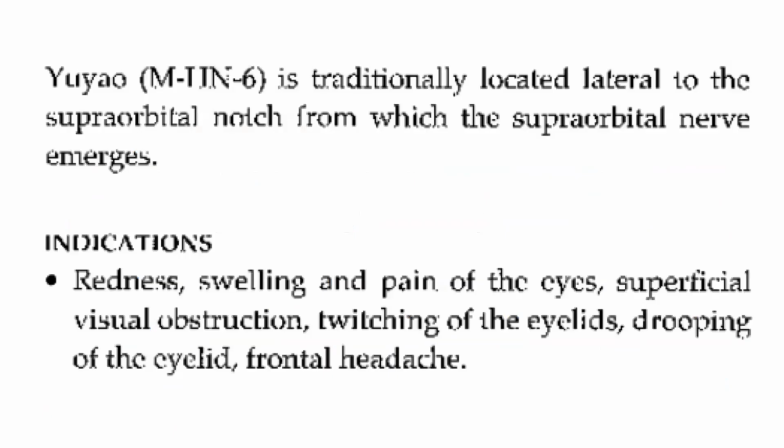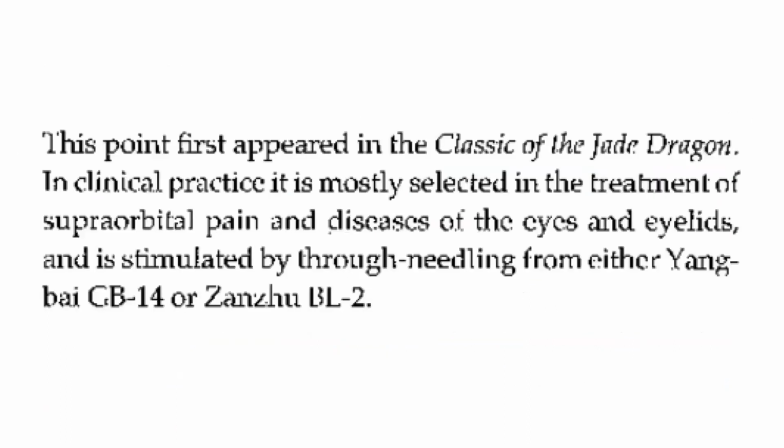Yuyao is traditionally located lateral to the supraorbital notch from which the supraorbital nerve emerges. Indicated for redness, swelling, and pain of the eyes, superficial visual obstruction, twitching of the eyelids, drooping of the eyelid, and frontal headache. This point first appeared in the Classic of the Jade Dragon. In clinical practice, it is mostly selected in the treatment of supraorbital pain and diseases of the eyes and eyelids, and is stimulated by through needling from either GB14 or Bladder 2.